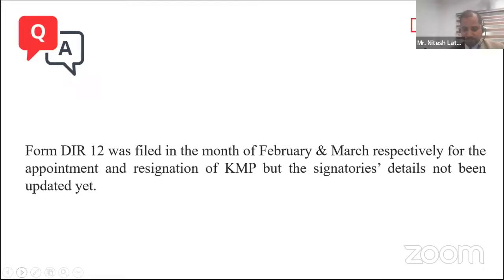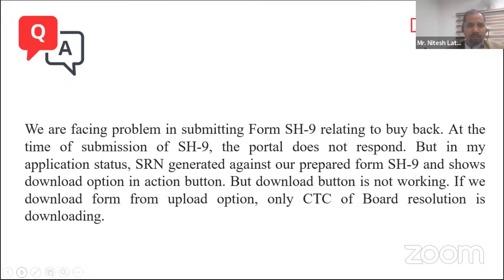Okay. Next. So this is regarding the buyback form SH9. SH9 has already been exempted from filing till 31st of March, but some stakeholders are also trying to file the form online through the online version. Some stakeholders are saying that in my application status, SRN got generated against this SH9, but it shows a download option in an action button, but the download button is not working. If we download the form from the upload option, only the CTC of the board resolution is downloading.